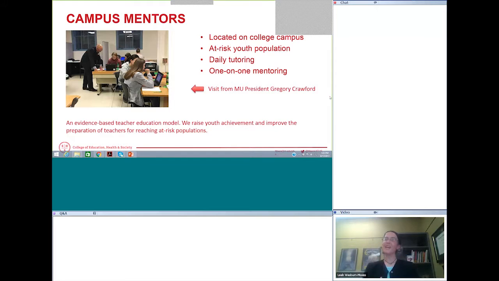So it's kind of like the old laboratory school model, except it still uses the same teacher. So a regular high school teacher, and it is on campus. So it's on the college campus. It does have a youth population that is at risk, and that is something that can be defined jointly with your partners. And it offers 2 structures. There's daily tutoring and there's one-on-one mentoring. And both of those are really done by the college students.